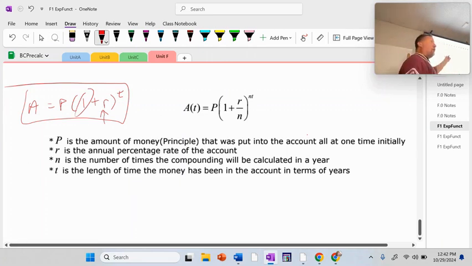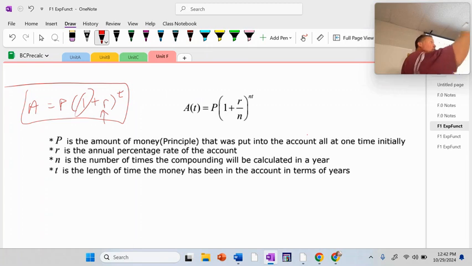I need that there. If I only put a 0.12 in there, then you're losing 88%. You're only getting 12. So if I put $100 in and I only put 0.12 in these parentheses, $100 turns into $12 in 1 year. Is that what you want in an investment? No, because you're losing 88% of your money. So no, that's why you need that 1 there.